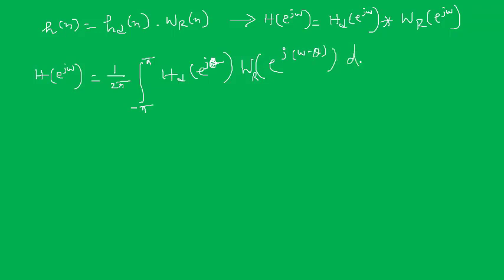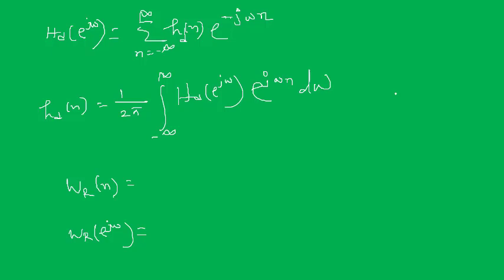wr of e power j omega minus theta d theta. Whenever you are deriving it in exams, it will be better to always give the equation number. For simplicity I am not numbering these things, but it's a good habit to put equation numbers. And one small correction you make here: it is not minus infinity to infinity, it is rather minus pi to pi. So this correction you make.